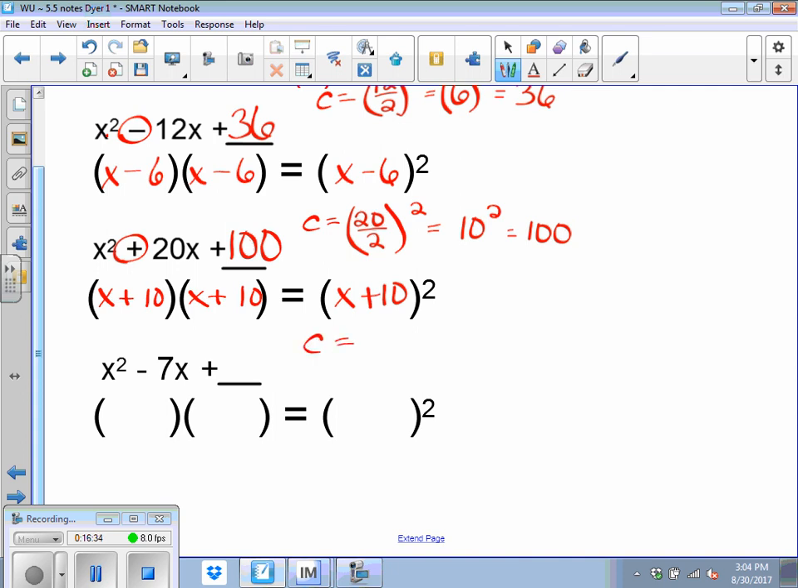So, same thing. C equals. B is 7, right? So we say 7. I'm not going to do anything different. Divided by 2 and square it. Just in this case, we're not going to calculate 7 divided by 2. So, if I square the top, what do I get? And square the bottom, what do I get? Okay, just leave it like that. 49 over 4.